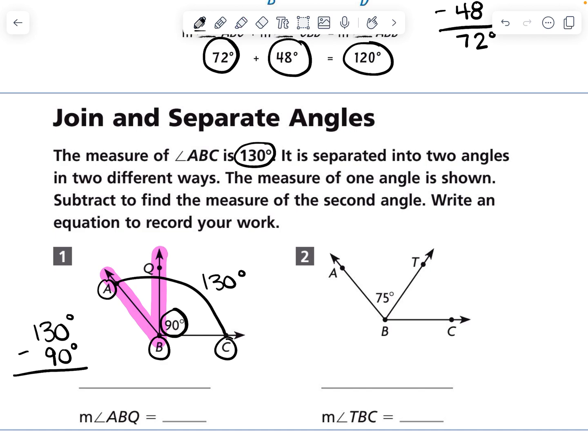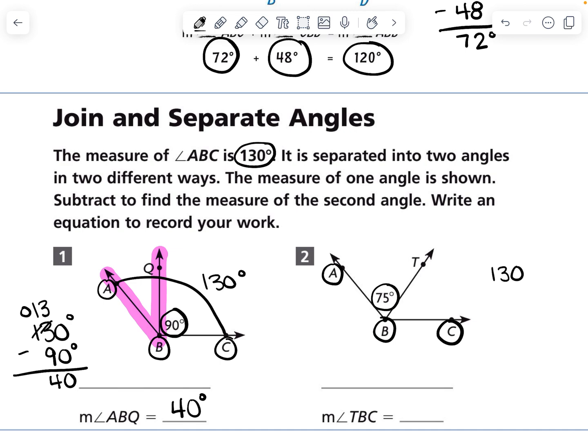If I take 130 minus 90, that will determine that the angle measure that's left is 40 degrees. As we look at question number 2, angle ABC still measures 130 degrees, but our angle that is known is 75 degrees.